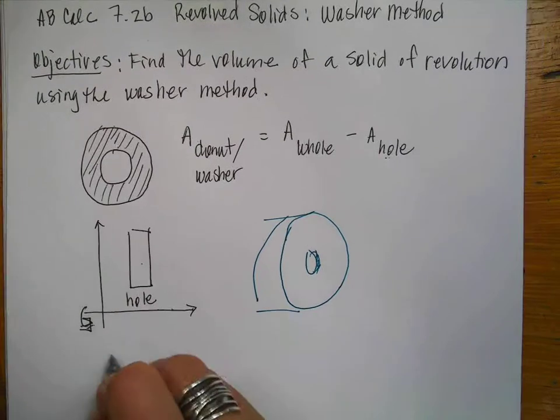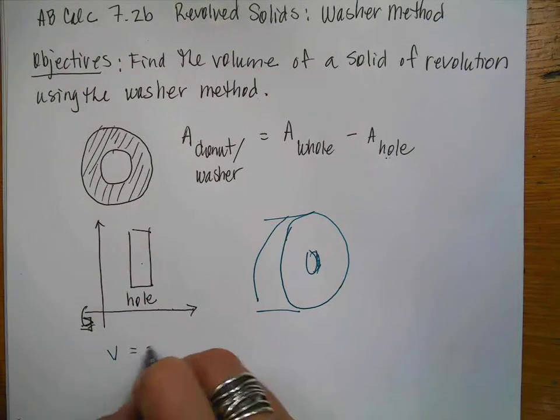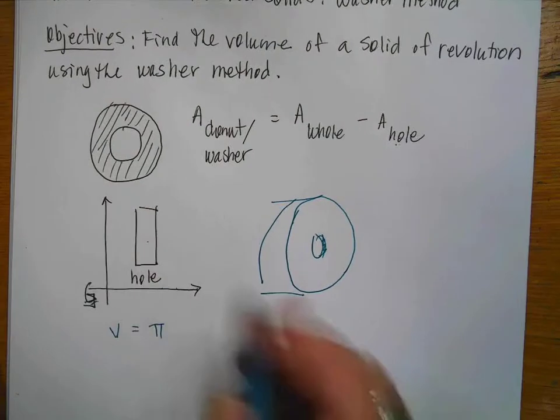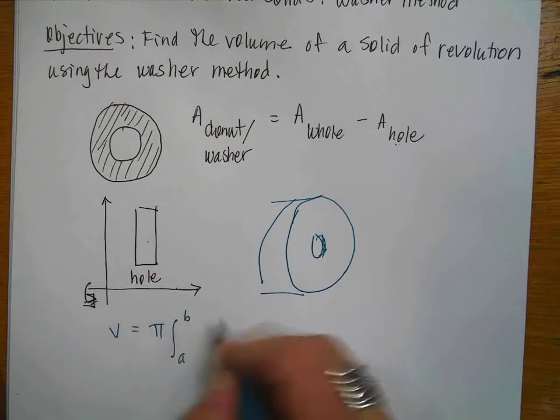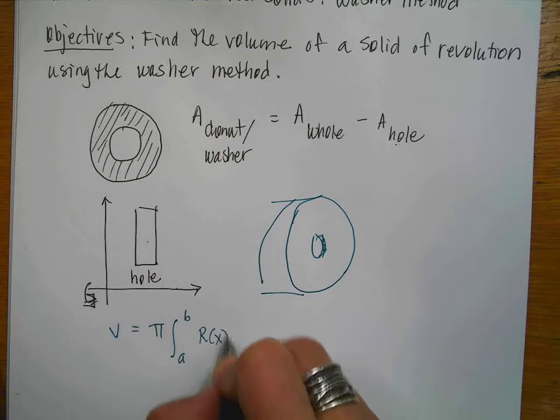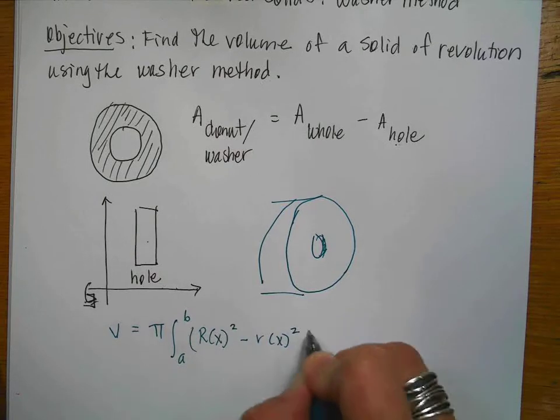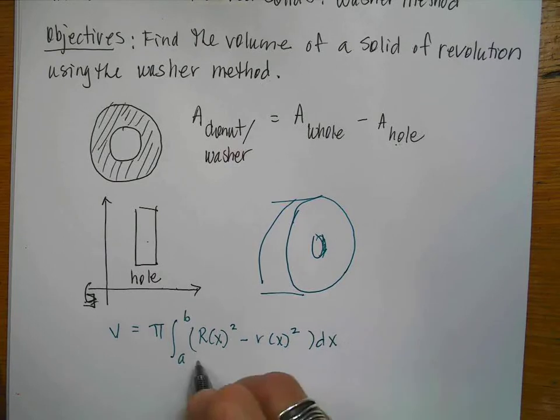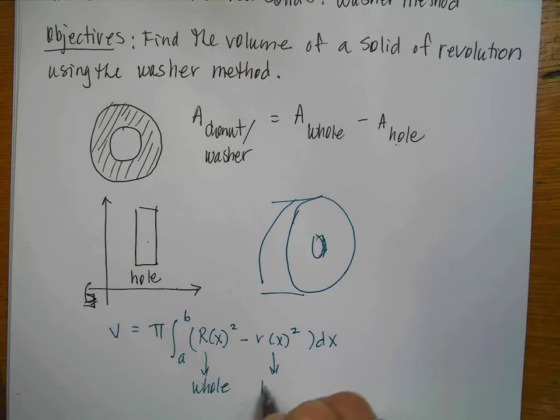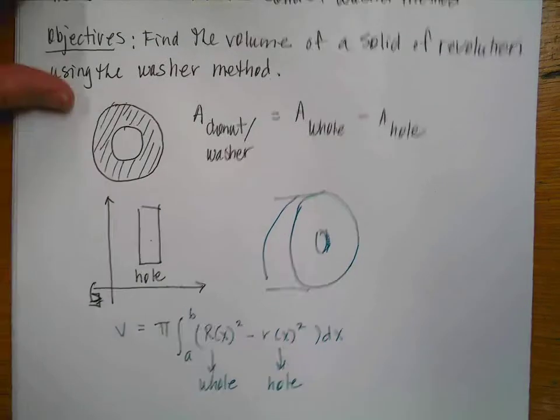So the volume of this cool image is going to equal pi, because we love our pi, integrated from a to b, and it's going to be R of x quantity squared minus little r of x quantity squared dx. So this is going to be the whole, and this is going to be the hole. Alrighty? So let's just start with an example so that we can see what we're doing.